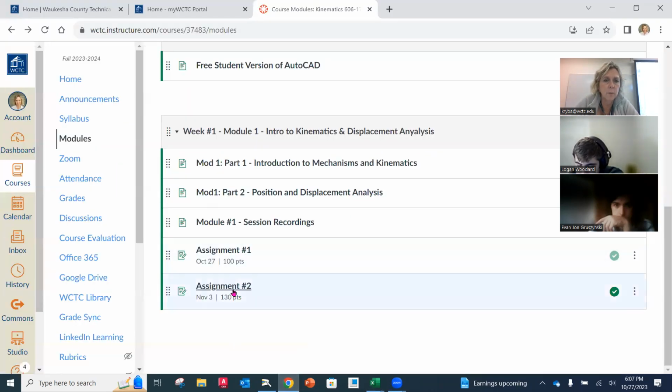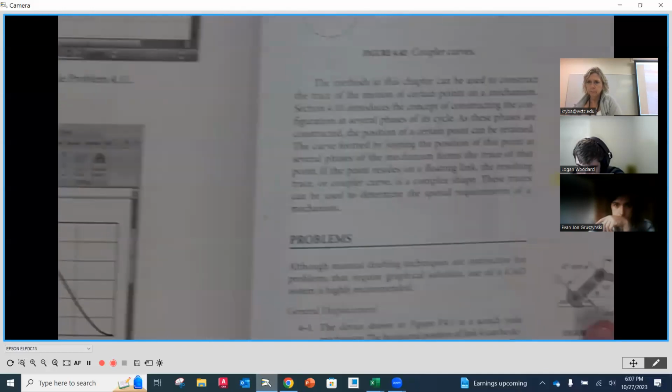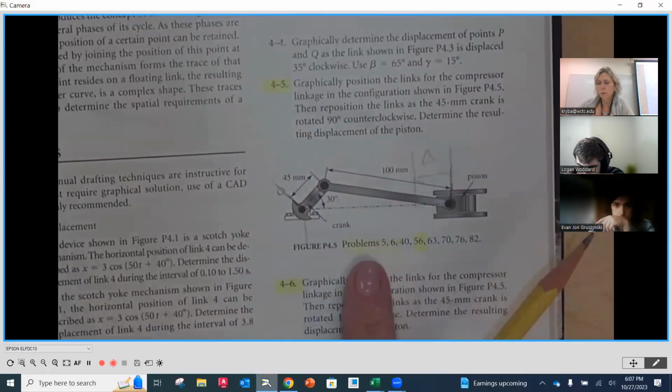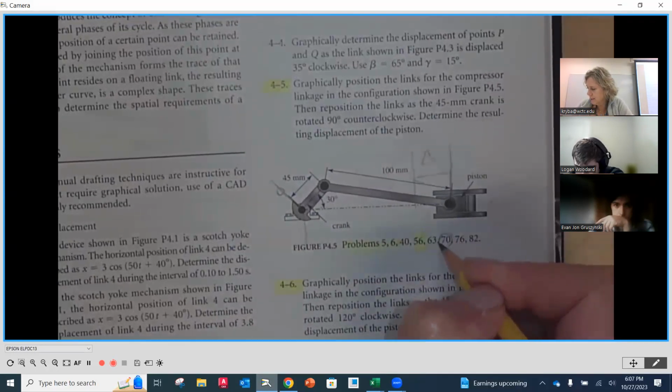I'm going to go back to module number 1, assignment 2. We're going to start at the bottom of that assignment. There are 2 problems. These are your two displacement diagrams that you're going to do. For 470, this is worth 15 points. This is the slider crank mechanism that I just showed you, and this is an inline. If we look at our book at the end of the chapter, this pertains to problem 5-6. And then also 70. You'll notice that 70 is here.